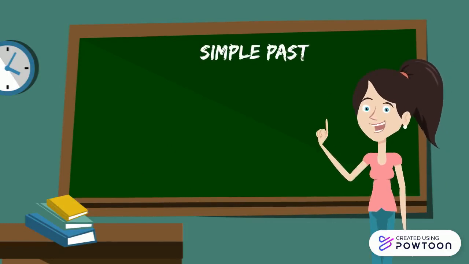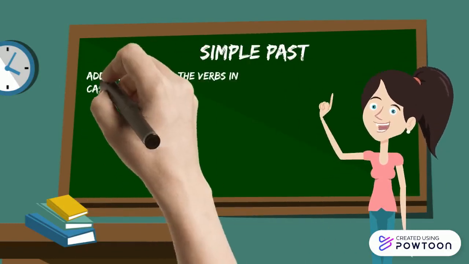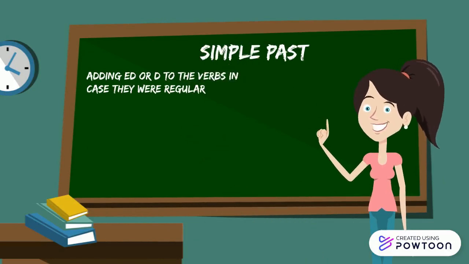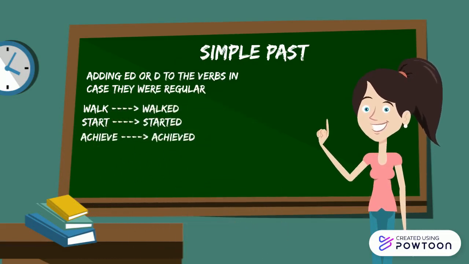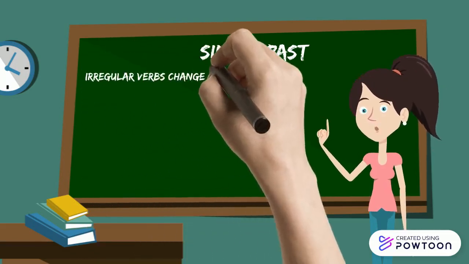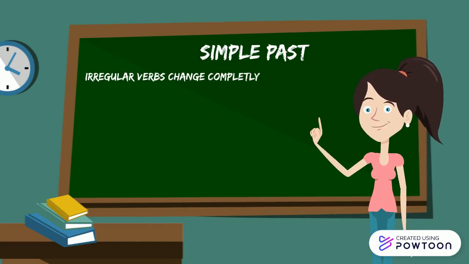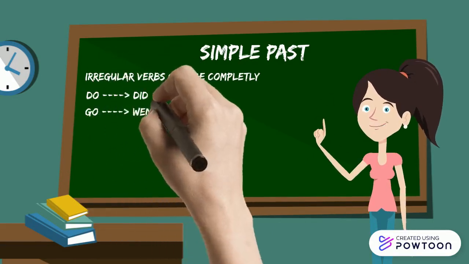It is formed by adding ed or d to the verbs in case they were regular, like walk, walked, start, started, achieve, achieved. There are irregular verbs too, but they change completely, like do, did, go, went, drive, drove.